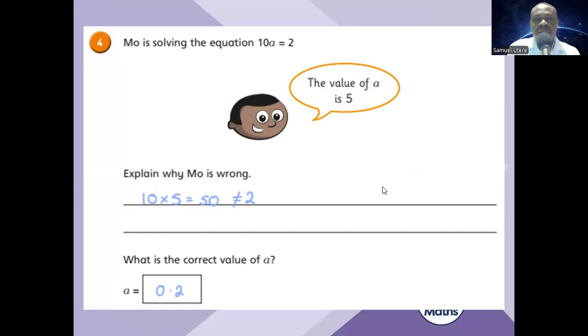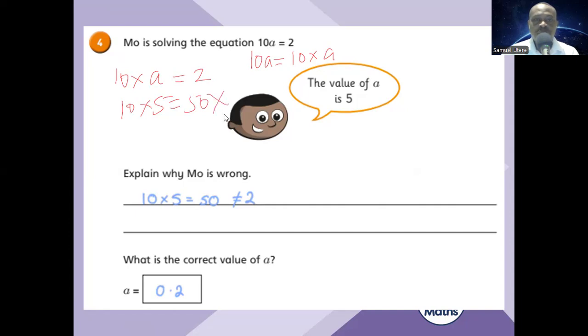Mo is wrong. If a is actually 5, remember what we learned even earlier on in algebra, right? 10a is the same thing as 10 times a. So if Mo is right, then if we multiply 10 by a, whatever Mo says a is, it should give us this same equation back. It should give us that. But no, that won't be right because 10 times 5 is 50. It's not 2. So Mo is clearly wrong.